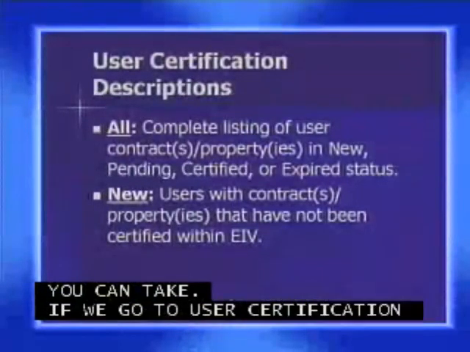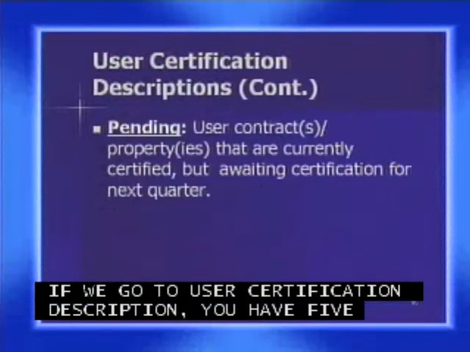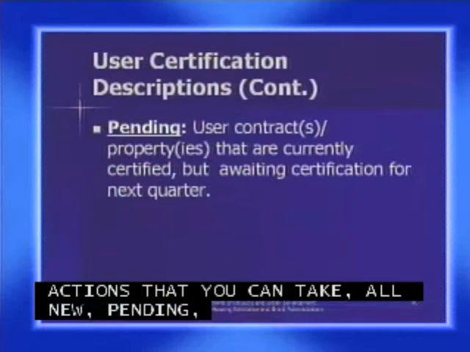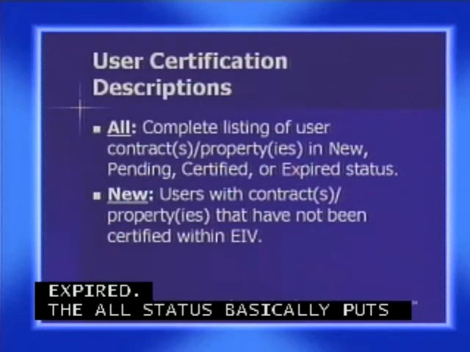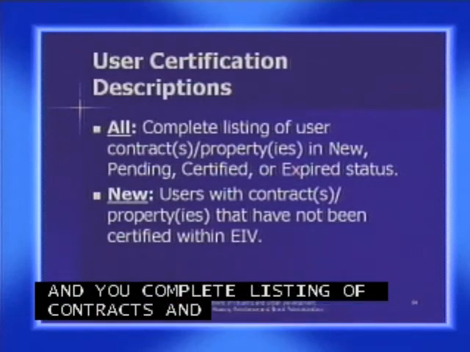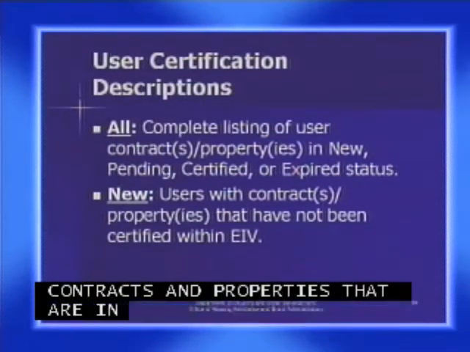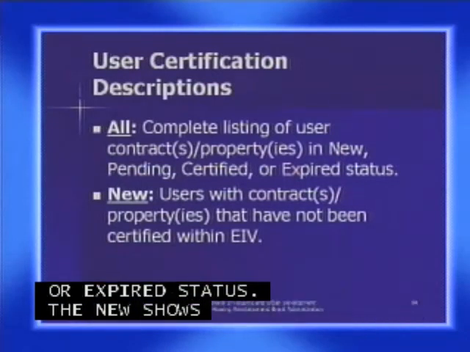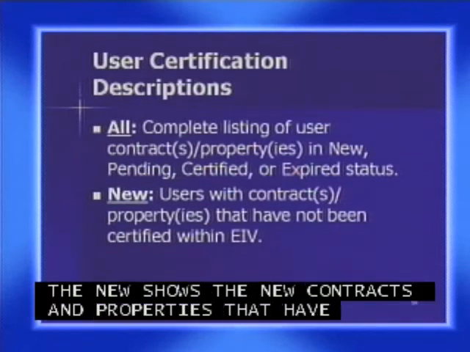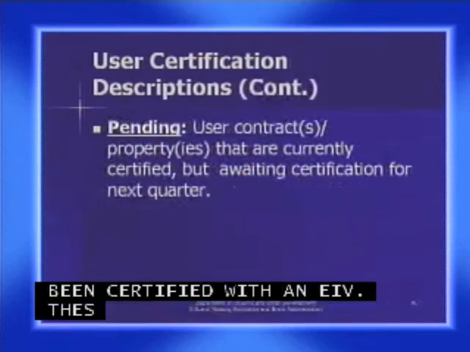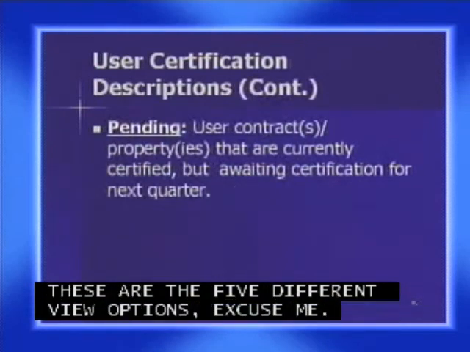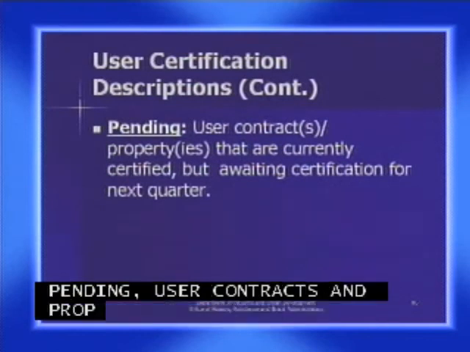If we go to user certification description, you have 5 basic descriptions, 5 actions that you can take. All, new, pending, certified, or expired. The all status basically gives you a complete listing of contracts and properties that are in new, pending, certified, or expired status. The new shows the new contracts and properties that have not been certified within EIV. These are the 5 different view options.